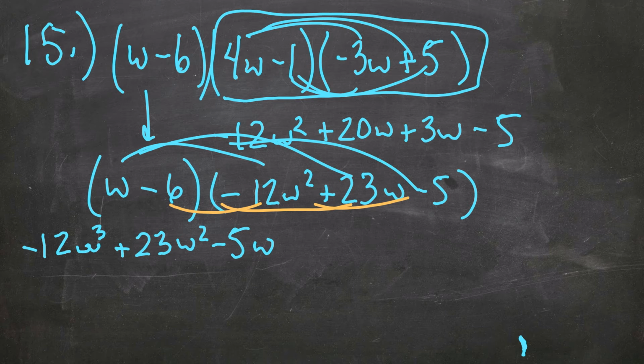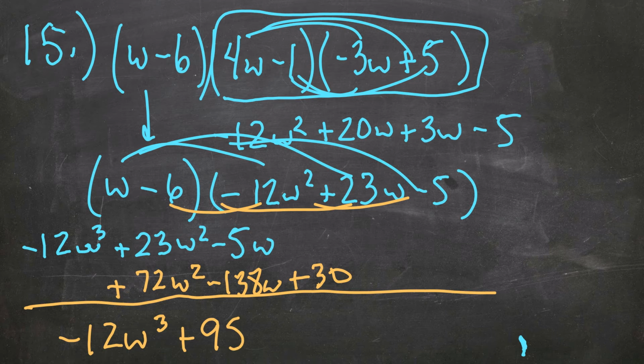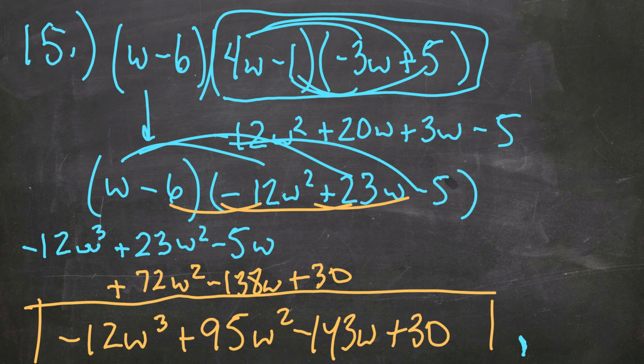Now minus 6 goes to everything. Minus 6 and minus 12w squared is plus 72w squared. Minus 6 and plus 23 is, well, minus 6 and 20 is negative 120, so plus negative 18, so it's minus 138w. Minus 6 and minus 5 is plus 30. Combine my terms, I end up with minus 12w cubed plus 95w squared minus 143w plus 30. That's our final answer.